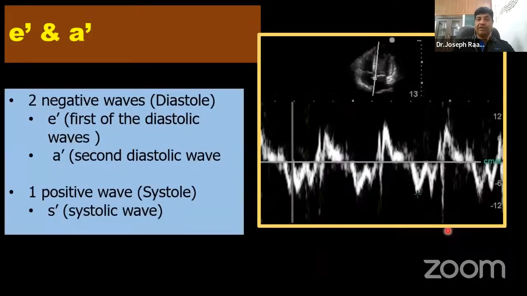So when you do that, you get this type of image. When you compare it to the previous waves, the annular velocity looks a little different.